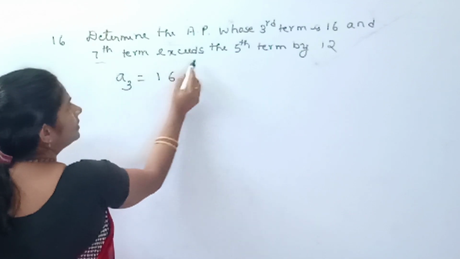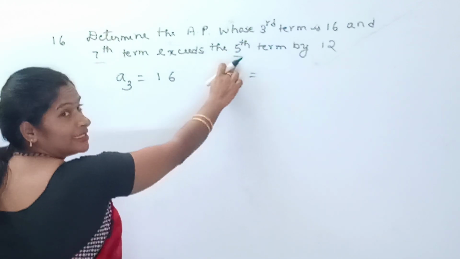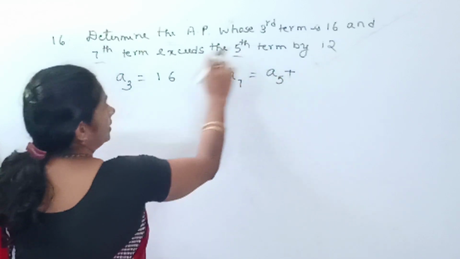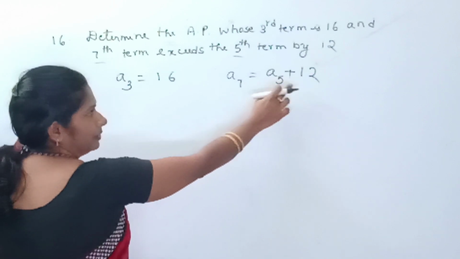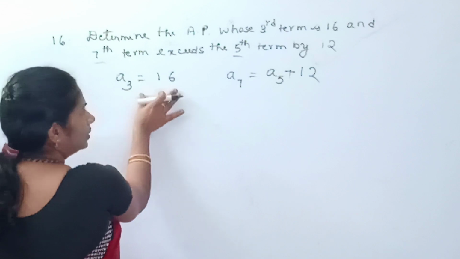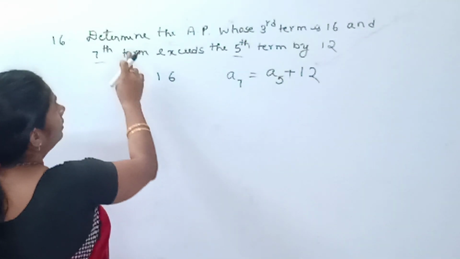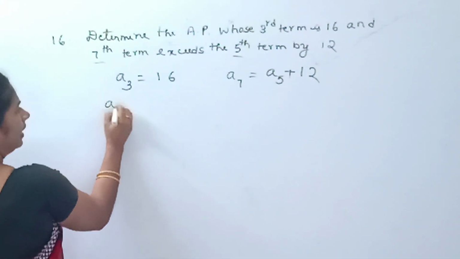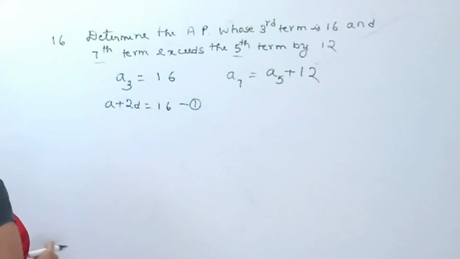And by second statement, how you can write? Seventh term exceeds the fifth term. A7 equal to exceeds the fifth term. So it is A5 by how much? Exceeds the fifth term by 12. So A7 equal to A5 plus 12 you can write. Now we have to simplify. A3 equal to 16 and A7 is equal to A5 plus 12 to determine the AP. Is it clear? So A3, let me write it as A plus 2D equal to 16. You call that equation 1.